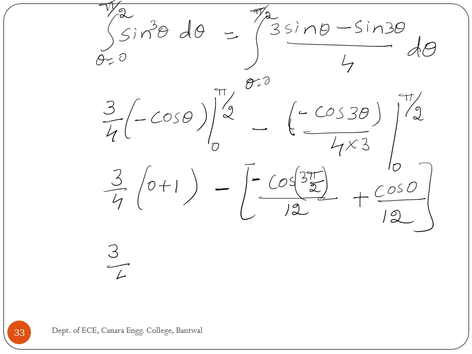So 3 by 4 minus 1 by 12, which is equal to 8 by 12, which is equal to 2 by 3.